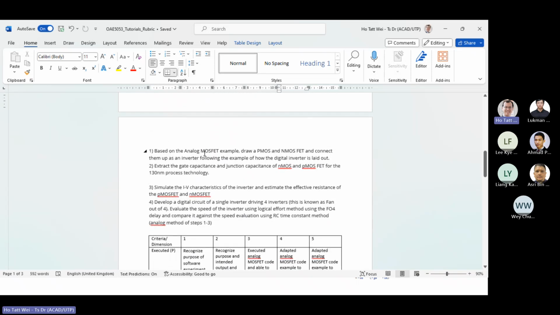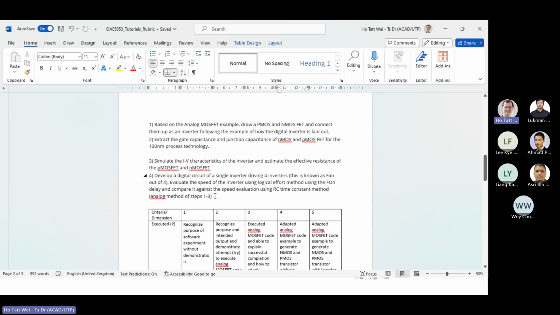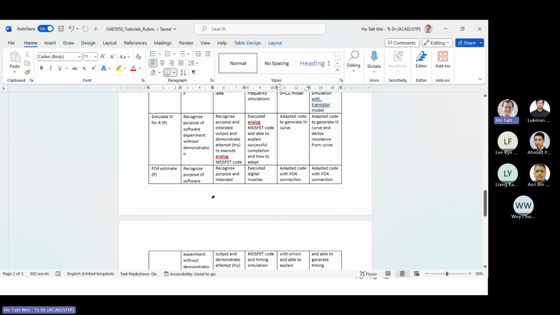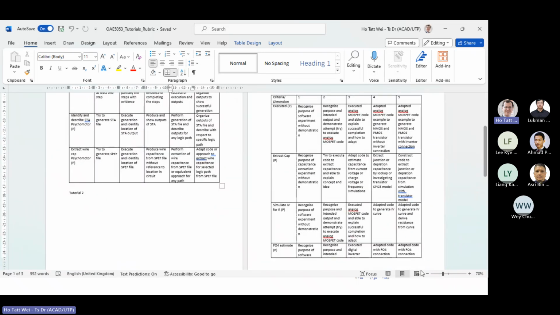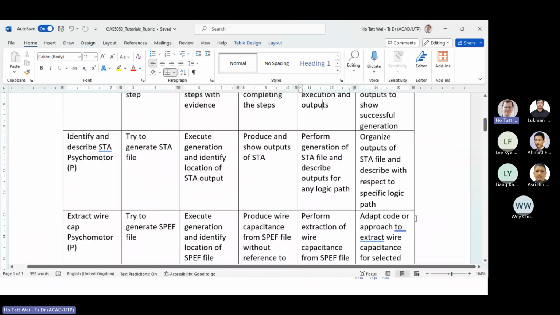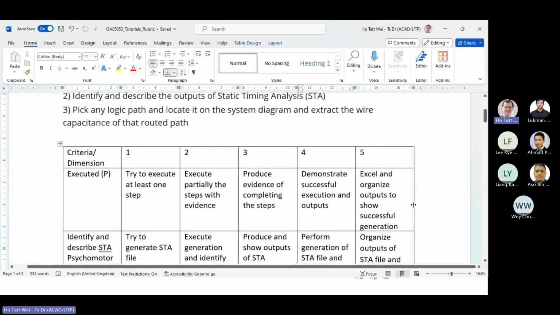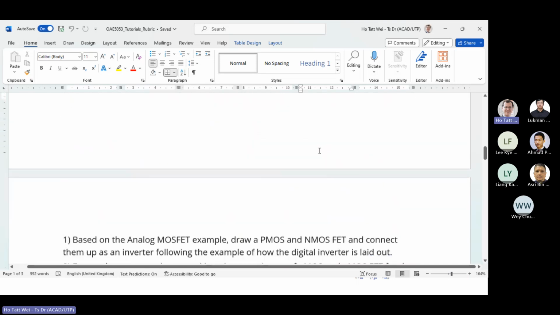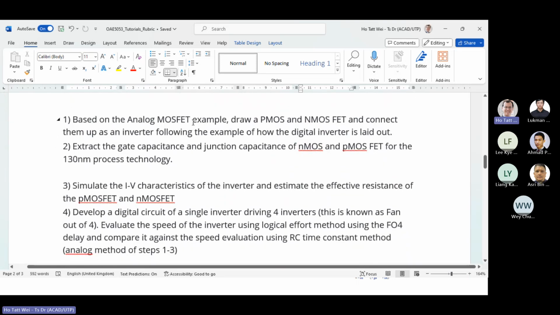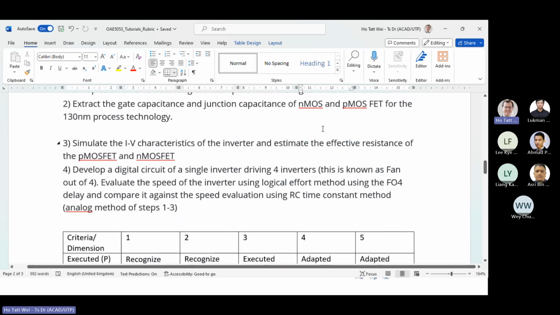Okay, tutorial 2, more relevant to you. There are 4 parts to it. Again, I will grade you 5 marks for each part, and then I will just take the average: sum everything, divide by 4. So the first is analog MOSFET: draw PMOS and NMOS and connect them as an inverter.